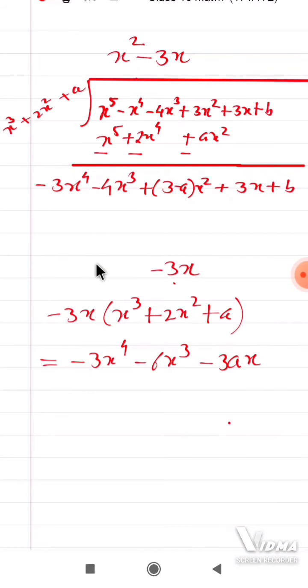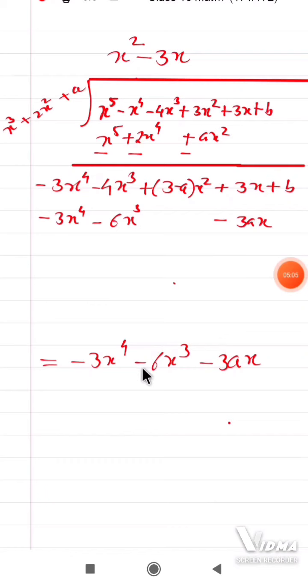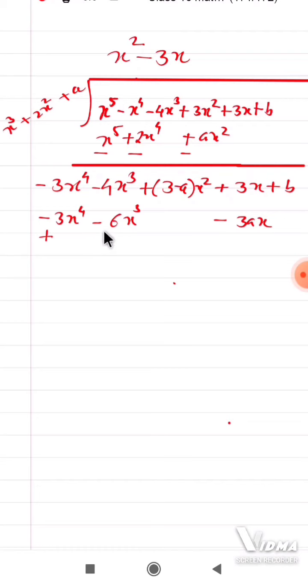We write these like terms below the like terms of the dividend: −3x⁴ below −3x⁴, −6x³ below the cubic term, and the linear term below the linear term. Now let us start subtracting. When we subtract, the sign of each term changes to plus, so let us try to subtract it now.